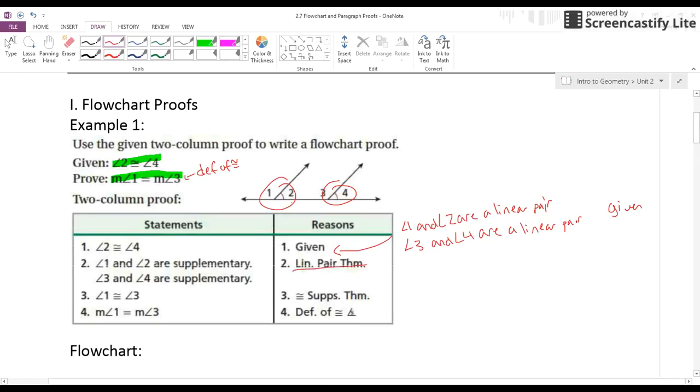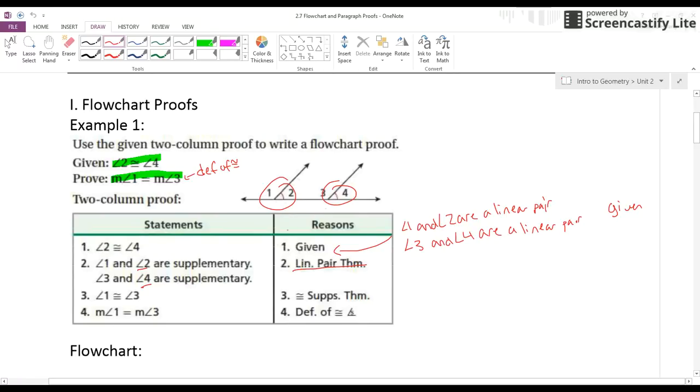All right, so we know that we have two linear pairs, so that means angle 1 and angle 2 are supplementary, and angle 3 and angle 4 are supplementary. And since they are supplementary to the same angle, basically, because 2 and 4 are the same, so basically we're saying 2 and 4 are the same angle, there's this theorem that we call the congruent supplements theorem. Don't mind my dog. That we can use to prove that angle 1 is congruent to angle 3. All right, and since they're congruent, we can say that they are equal by the definition of congruent angles.